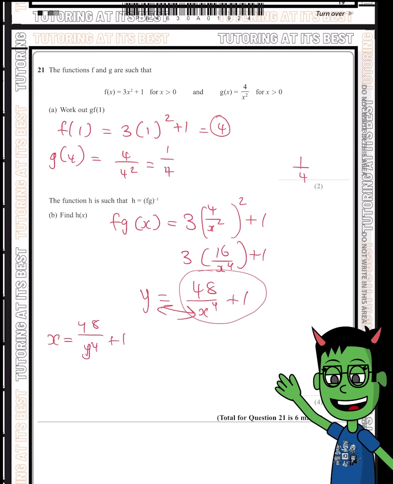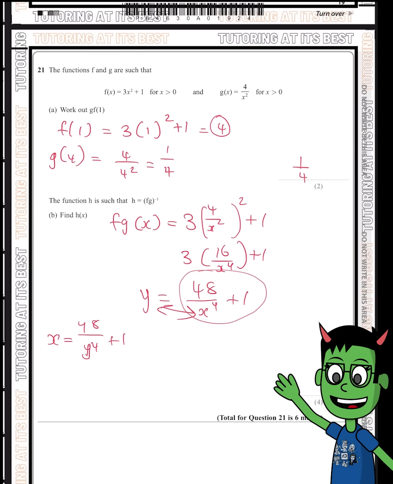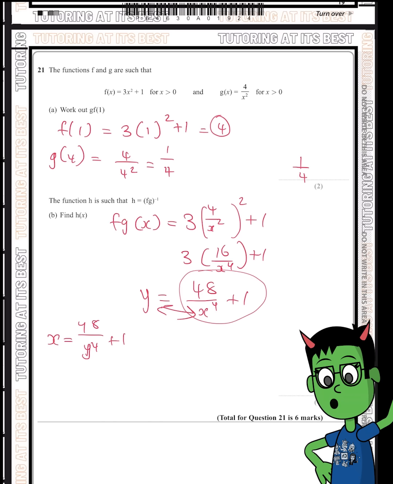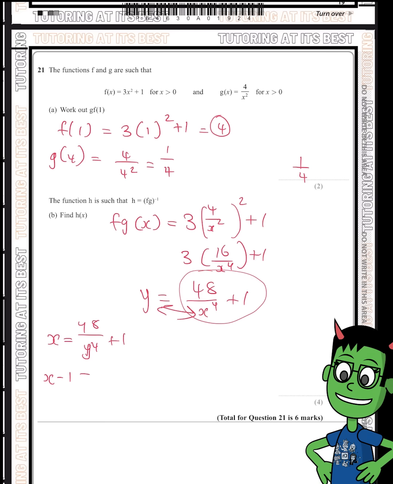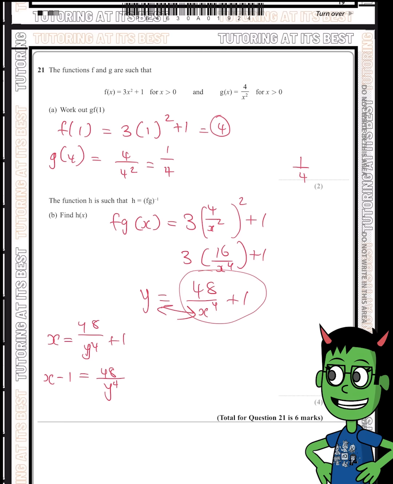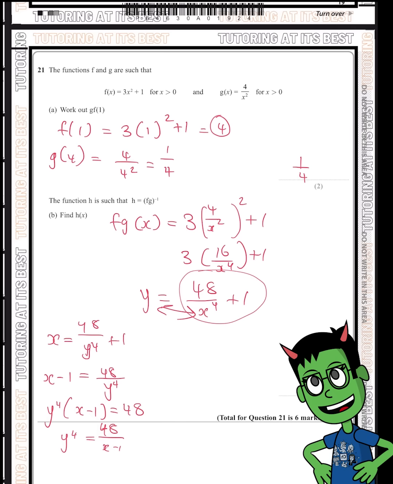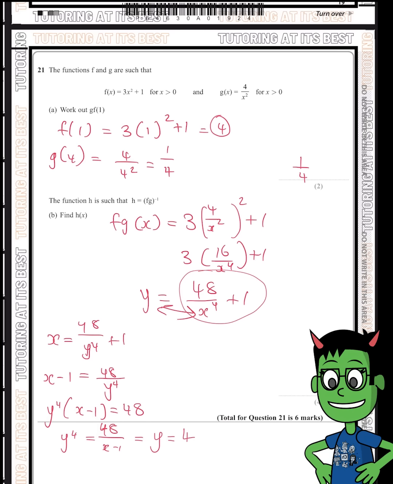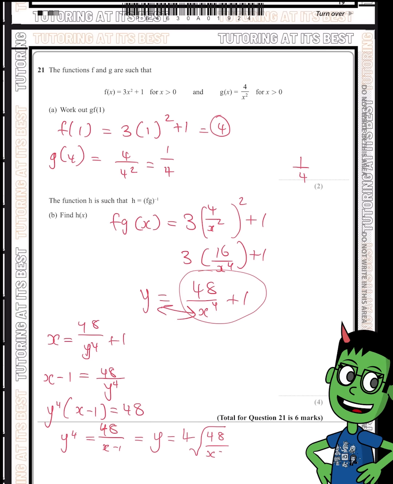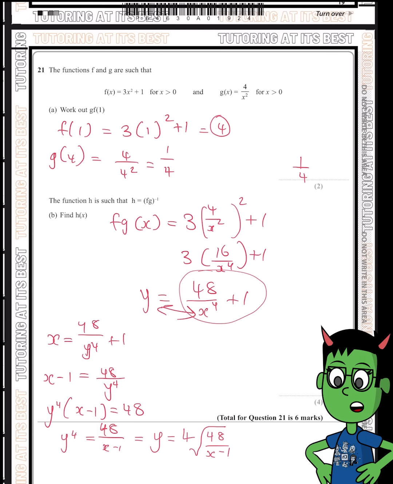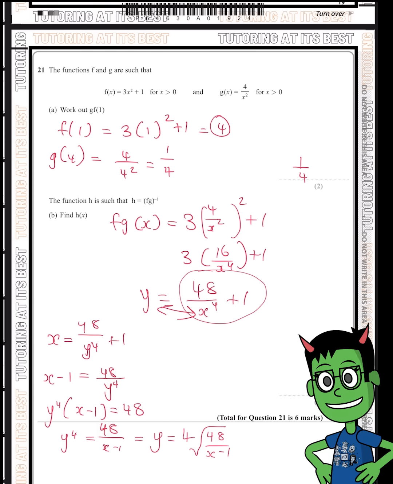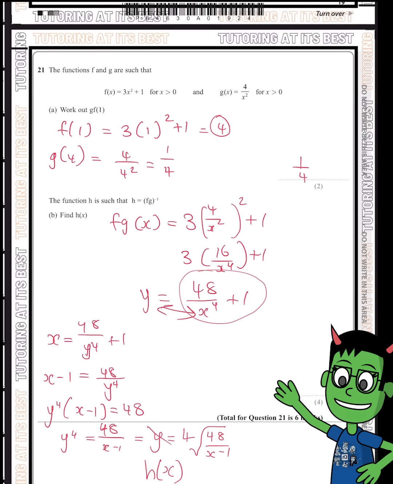And remember, our goal here is to make h(x) the subject. So essentially, once we've made y the subject, we can then go ahead and solve it for h(x). So then let's go ahead and get a value for this. We'll take the 1 over, so x minus 1 equals 48 over y to the power of 4. And then y to the power of 4 is 48 over x minus 1. So now let's go ahead and make y the subject. So we'd have y equals the 4th root of 48 over x minus 1. And at this point, we then go ahead and bring in our h(x). So we can simply replace y with h(x), and that there is our answer.